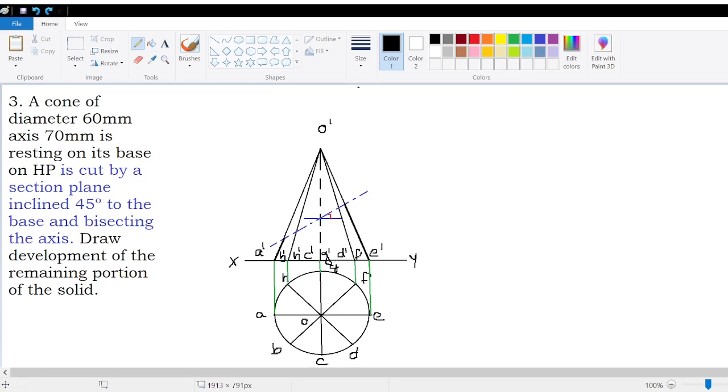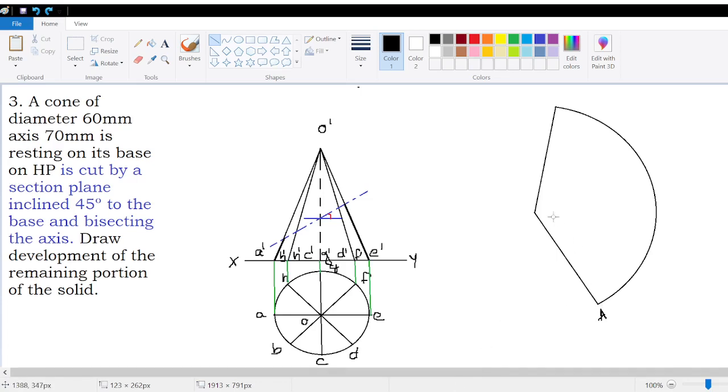So you have to start drawing the development using O dash A dash or O dash E dash as the dimension. To draw the development, you locate a point O, probably on the side of this elevation, and draw OA in such a way that it is equivalent to the length O dash E dash.